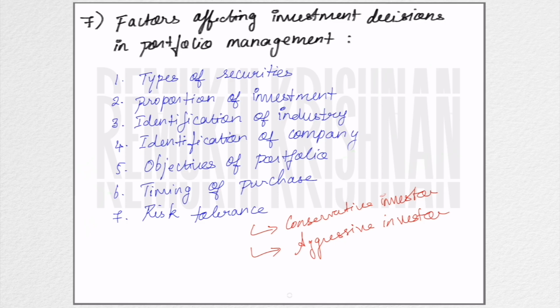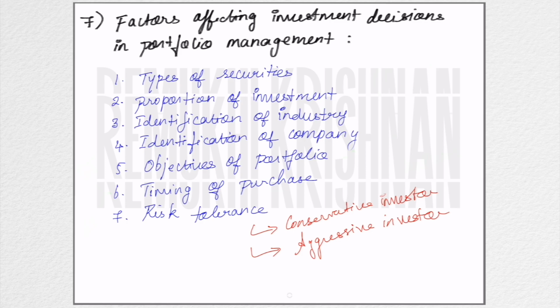How much proportion, how much weightage you gave to equities, how much weightage you gave to low risk stocks, or how much weightage you have given to government bonds, etc. So the weightage of the investments in your bucket will also affect the performance of your portfolio and the investment decisions. And the identification of industry.